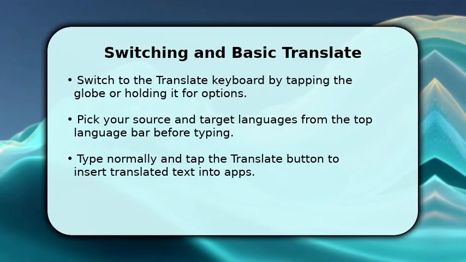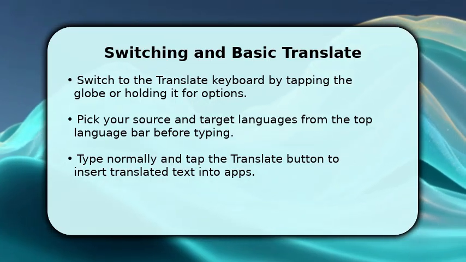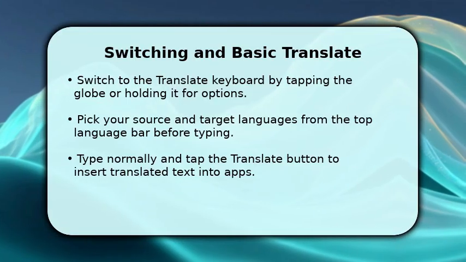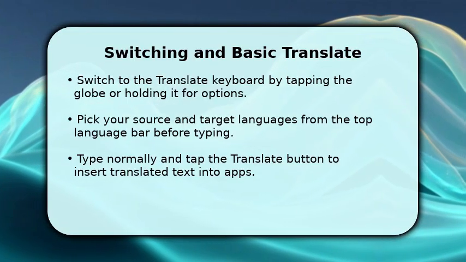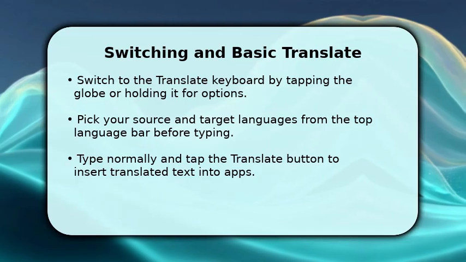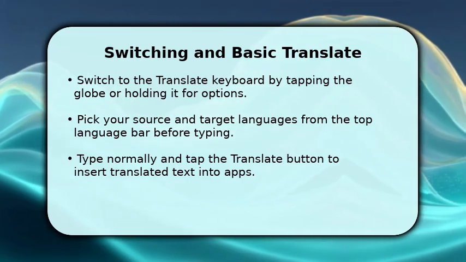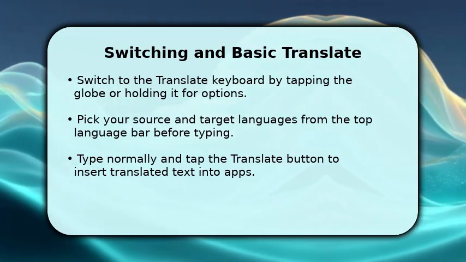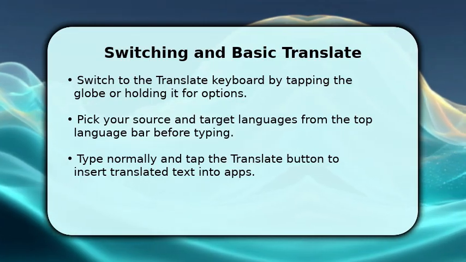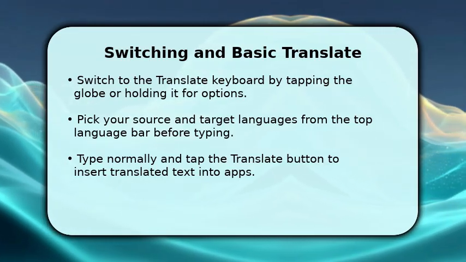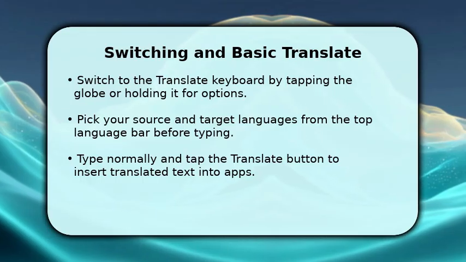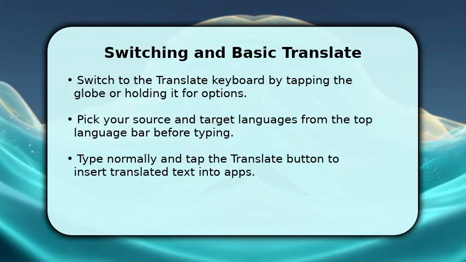Select the source language on the left and the target language on the right from the top language bar. Type your sentence normally into the keyboard text field. When ready, tap the Translate button to convert your text, and then tap Insert to paste the translated result into the app. Tap the microphone icon on the Translate keyboard to speak and get voice translations instantly.